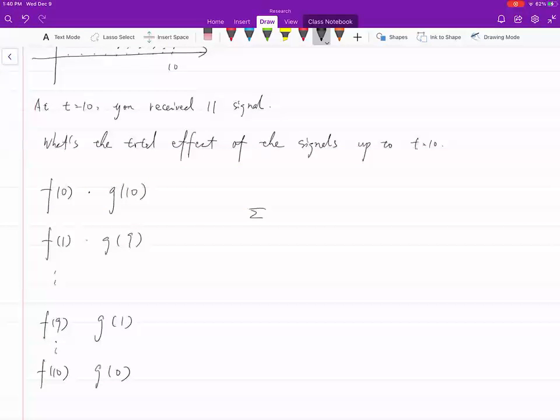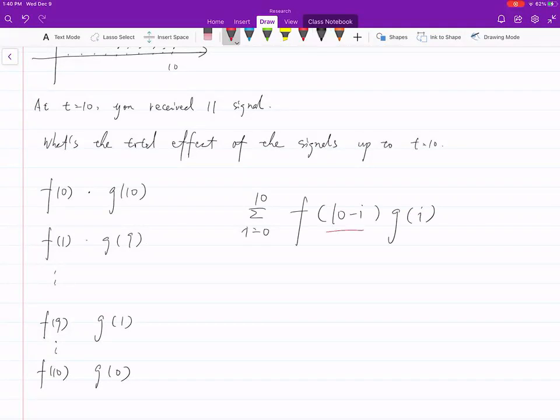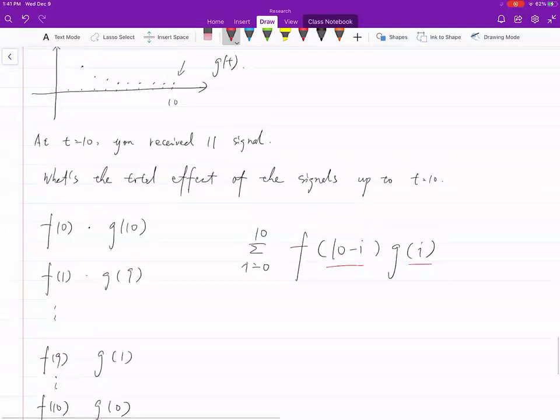And finally, I sum them together. So let's see how we do it. We simply do the sum over i from 0 to 10 of F_i times G_(10 minus i). The later the signal, the smaller the decay. The earlier the signal, the bigger the decay. Does it make sense?